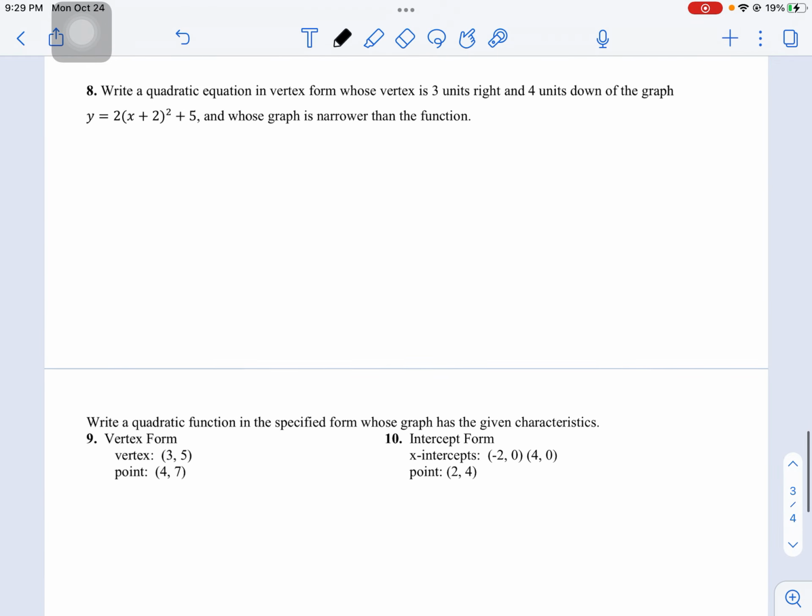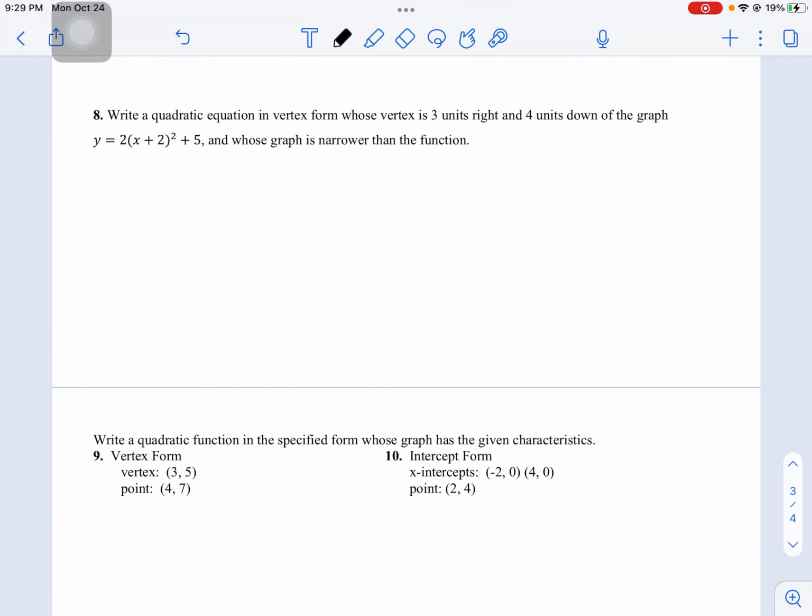All right, getting to the end here. Number 8, I'm just going to do that one with you. Write a quadratic equation in vertex form whose vertex is 3 units right and 4 units down of the graph y equals 2(x + 2)² + 5, and whose graph is narrower than the function. So there's a couple things we need to be cautious of. Remember, the vertex form is y = a(x - h)² + k.